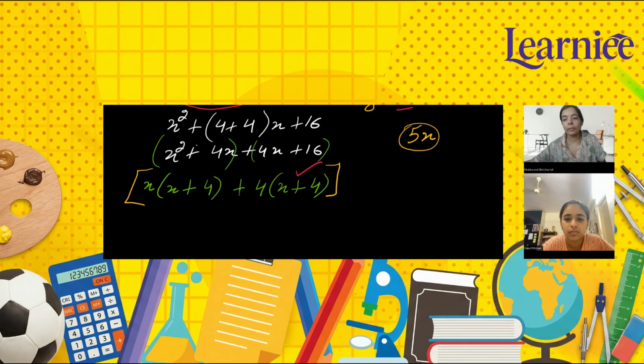Because you can either write it as 5 into x or you can write it as 5x. So they are not two terms. We call any number a term when it is separated by a plus sign. If there is a multiplication sign, that is considered one. So here also, see, as we have x and x plus 4, that would be taken as one value. Got it? Here 4 and x plus 4 would be taken as one value to take out the common value.